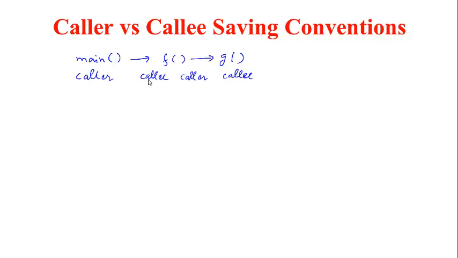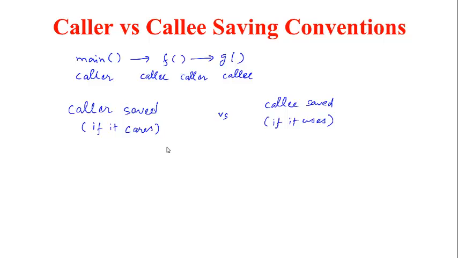So when main calls f, main is the caller and f is the callee. F also acts as a caller for function g, and g is a callee from function f. Now for each register in a nested function call situation, each register may be saved by the caller and restored by the caller, or it could be saved by the callee and restored by the callee.